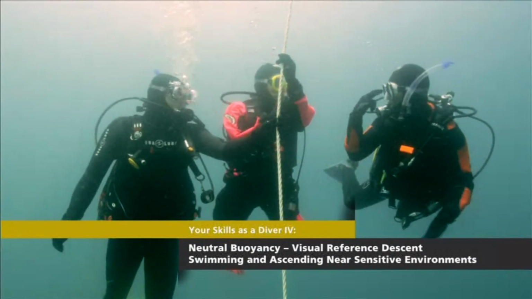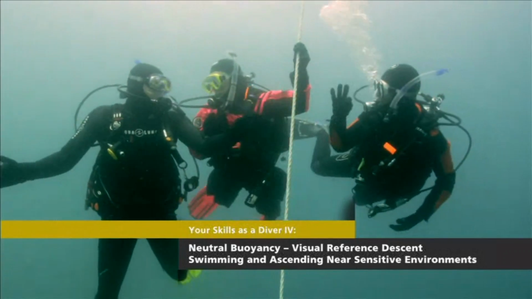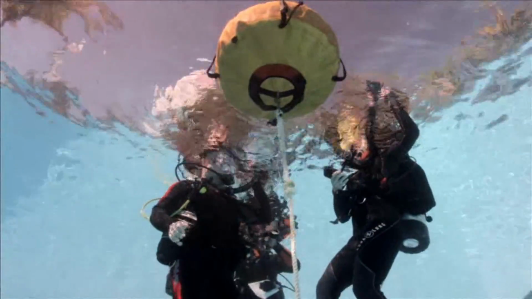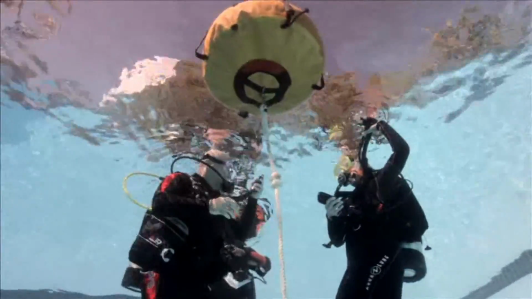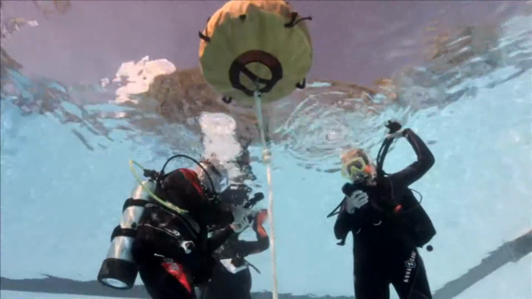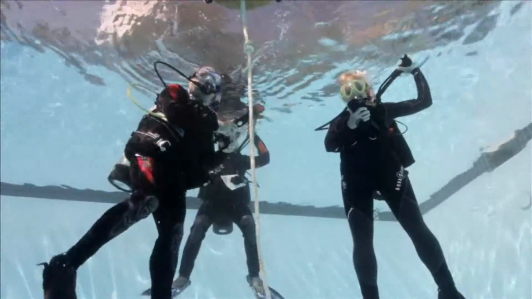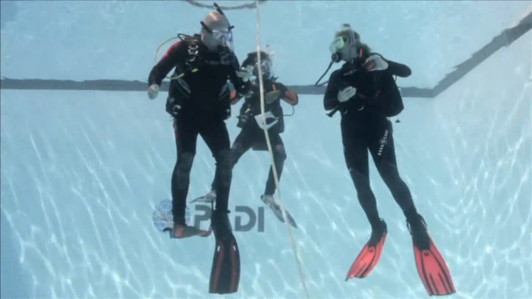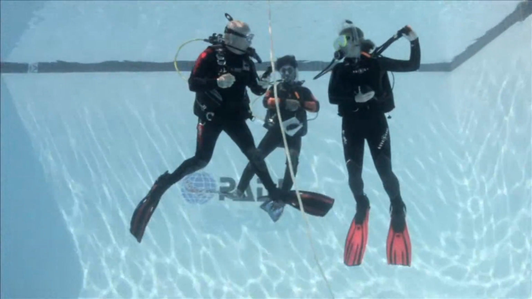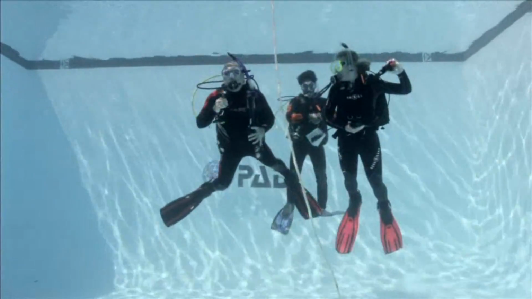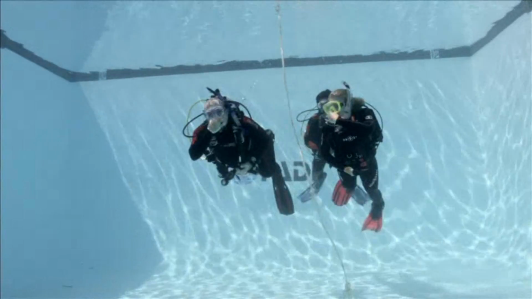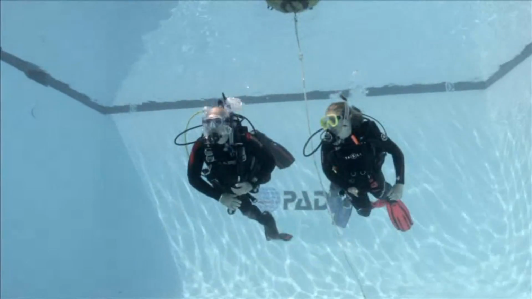This skill combines your neutral buoyancy skill with descending, swimming and ascending just as you will in open water. You'll pretend that the bottom, or an area, is fragile, like coral, and avoid contact with it. When ready, make a 5-point descent with your buddy using a line or other references as a visual reference only. Control your descent by controlling your buoyancy so that you stop and achieve neutral buoyancy about 1 to 1.2 meters or 3 to 4 feet above the bottom.